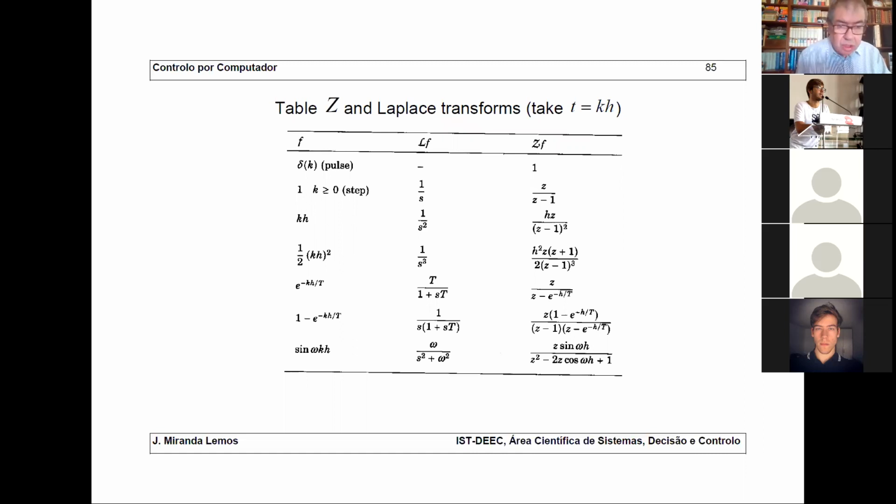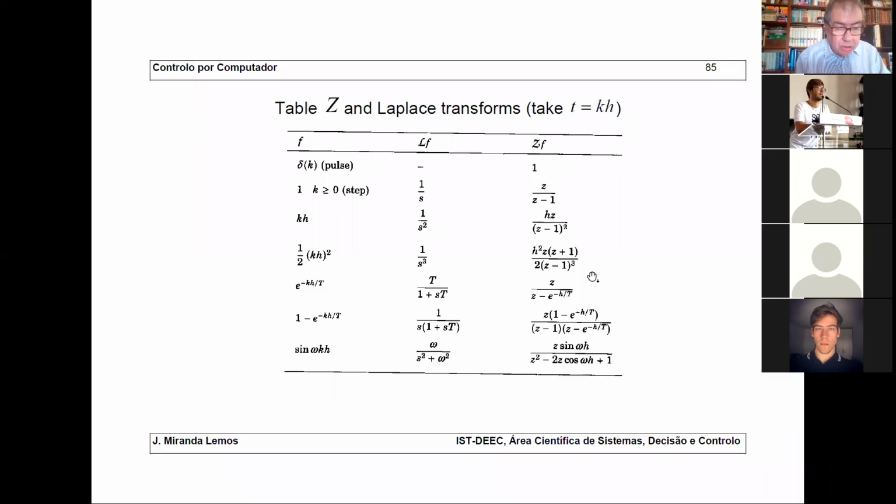Then I could go on and write a table. Here you have several examples. For instance, the impulse in discrete time is very simple because it's a sequence which is 1 for k equal to 0 and then 0 elsewhere. And the z transform is just 1. You can prove it very easily from the definition. If f is just 1, we have just proved it, z divided by z minus 1 and so on.